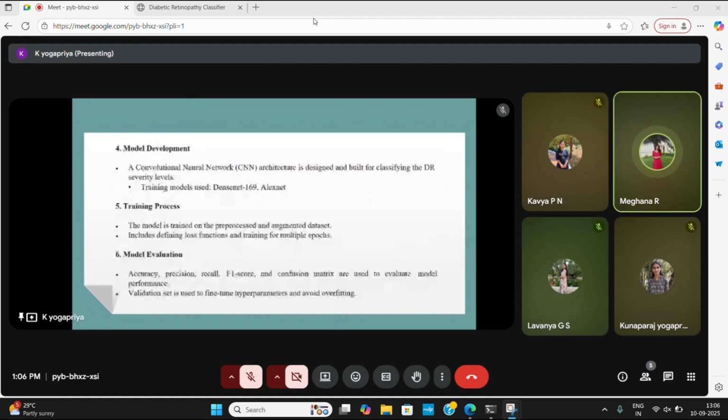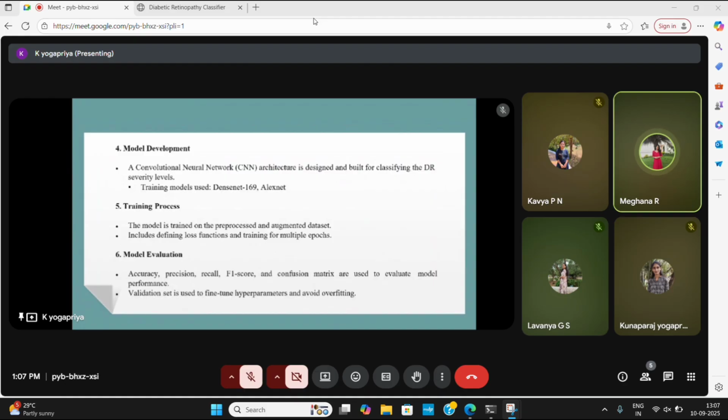And the fourth step is model development. The core of the methodology is designing or selecting an appropriate deep learning architecture, typically a convolutional neural network, due to its excellence in image tasks. And the fifth step is the training process. The model is trained using a training dataset with labels, and a loss function, for example categorical cross-entropy, is optimized. Optimizers like Adam are used for gradient descent. A validation set is used to monitor for overfitting and adjust training.